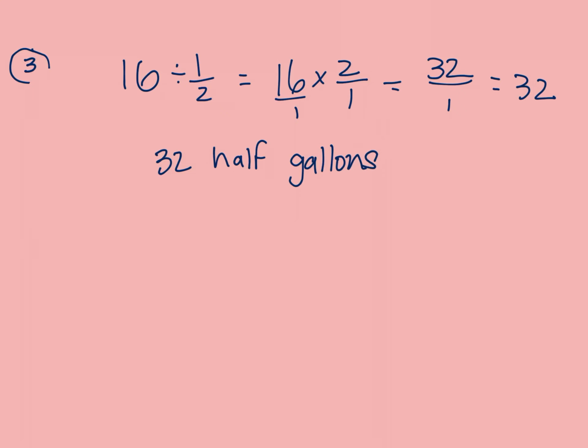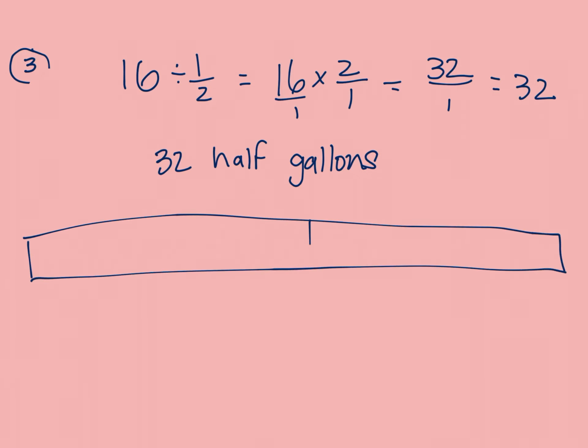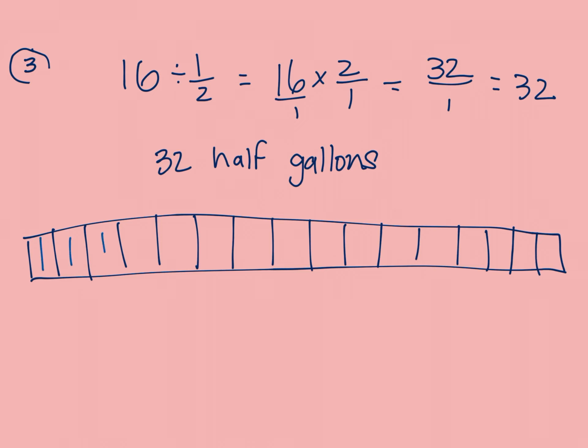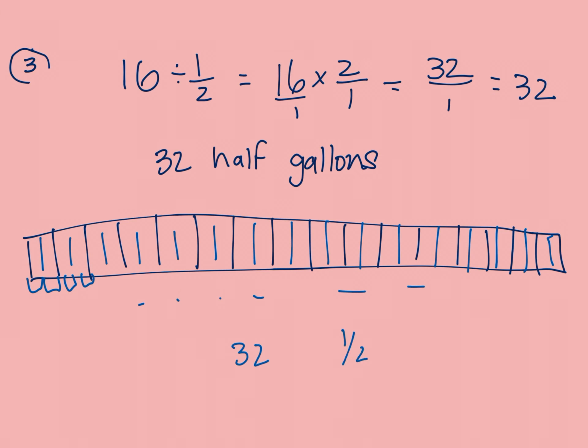For a diagram, we would need 16 boxes, each one representing one whole, and then we would split them in half, and each time we had a half, we would count it. So here would be 1, 2, 3, 4, all the way down to get 32 half gallons.